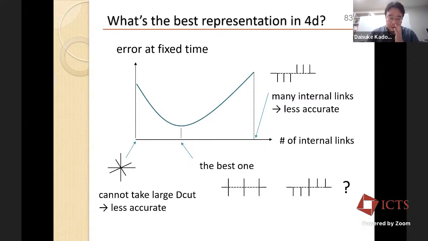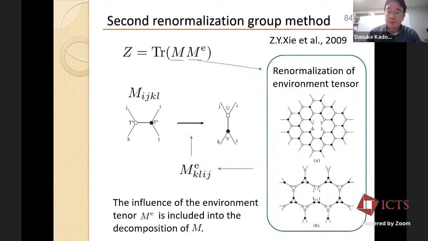And I guess that the best decomposed representation is one between the rank 2D tensor and triad representations. So, to find the best, I'm not sure what the best representation is for D, and how to find the best representation. So these are still open questions. Okay, I'll skip talking about the second renormalization group method, which is an improved method of TRG.